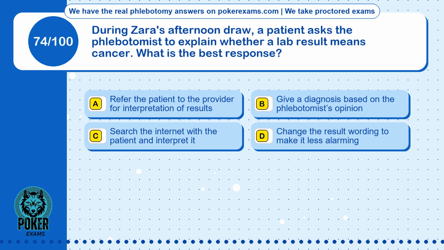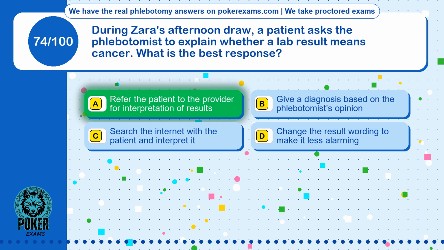Question 74. During Zara's afternoon draw, a patient asks the phlebotomist to explain whether a lab result means cancer. What is the best response? Option A, refer the patient to the provider for interpretation of results. Option B, give a diagnosis based on the phlebotomist's opinion. Option C, search the internet with the patient and interpret it. Option D, change the result wording to make it less alarming.